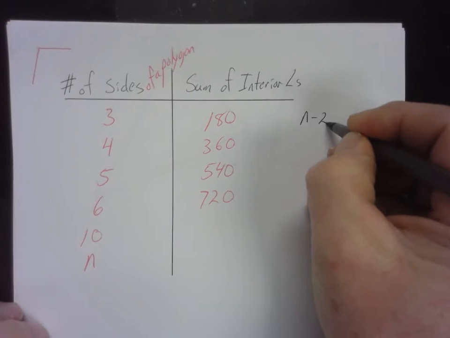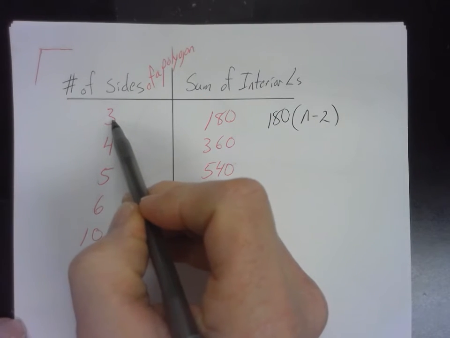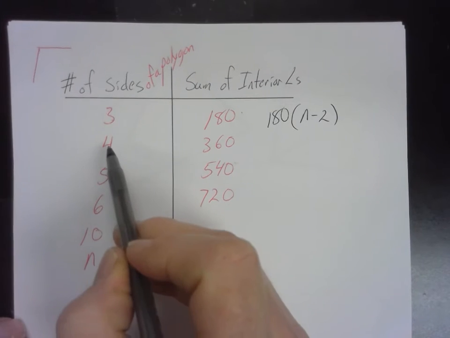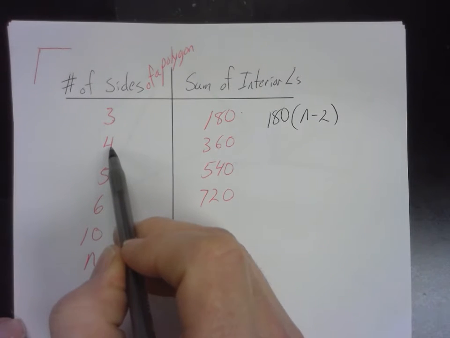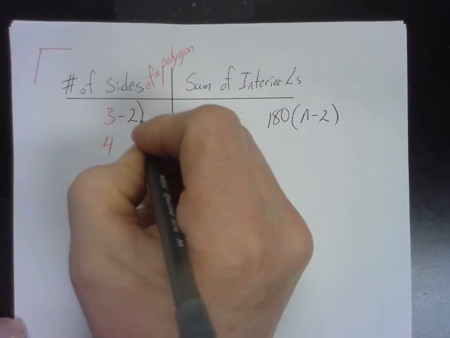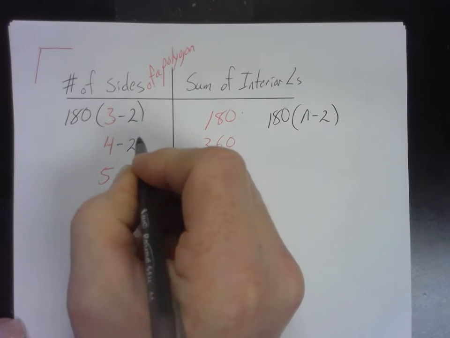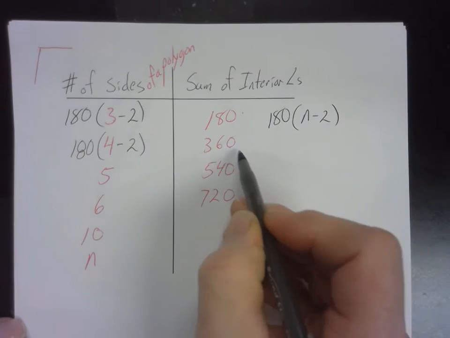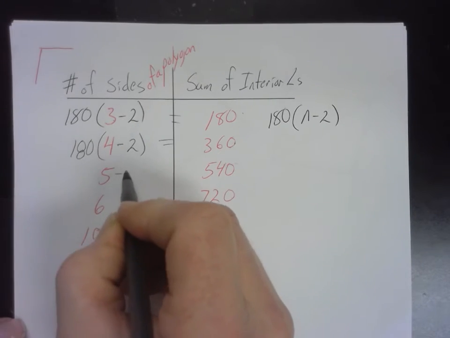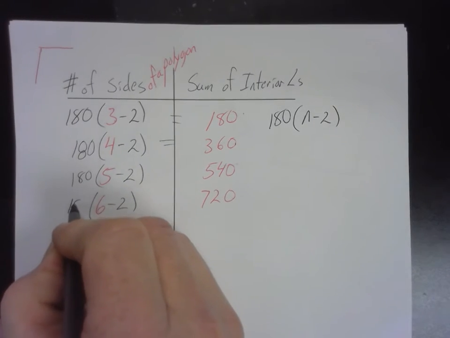N subtract 2 times 180. What does n stand for? The number of sides in the polygon. So 3 sides, subtract 2, is 1, times 180, 180. 4 sides, subtract 2, is 2, times 180, 360. So we subtract 2 from the number of sides and multiply by 180.